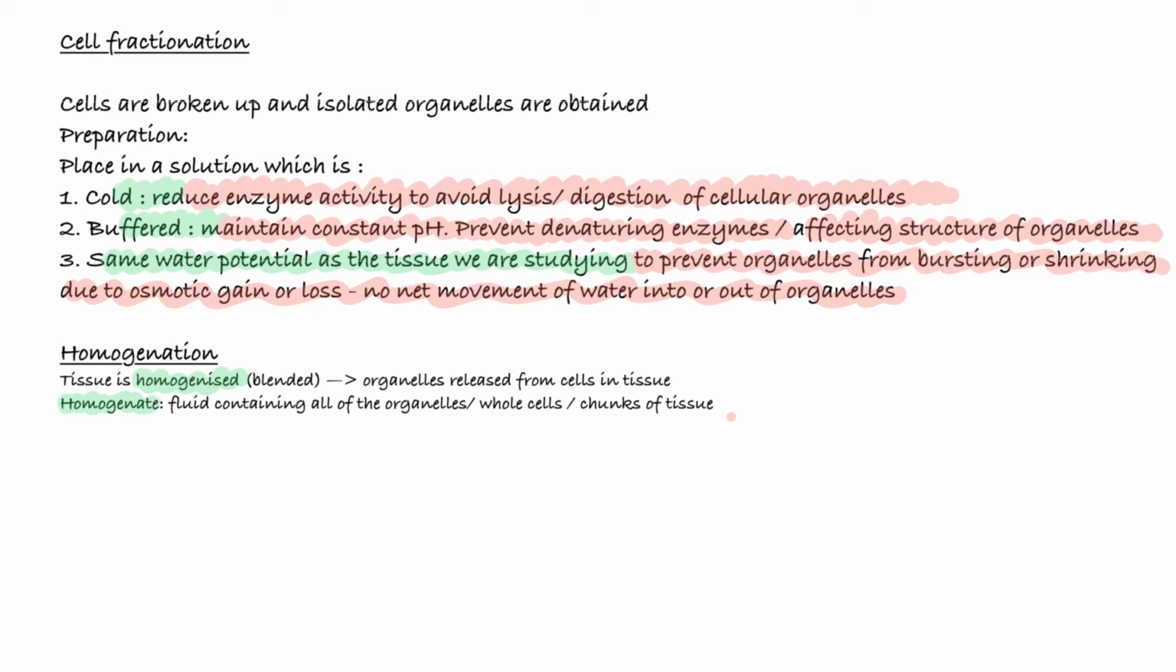We then filter it, and when we filter it, we're doing that to remove any complete cells that haven't been broken up and to remove any really large pieces of tissue that we want to get rid of, because all we want really to be left is broken up cells. So we've put it in this solution, then we've homogenized it, so we've broken it up to break open the cells to release the organelles. And then the next stage is ultracentrifugation.